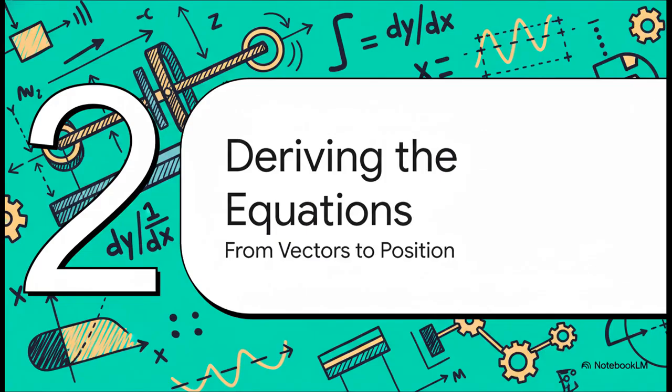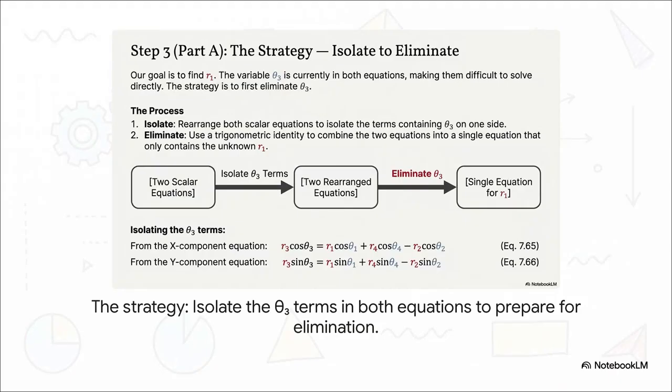So we have our 2 equations, but our 2 unknowns are still tangled up in there. Let's start the algebraic magic to isolate them. To solve for one unknown, we first need to get rid of the other one. Our strategy is pretty straightforward. We're going to eliminate θ3 so we can find the slider's position, R1. The first move is to just shuffle both equations around a bit, getting all the terms that have θ3 in them on one side, all by themselves.